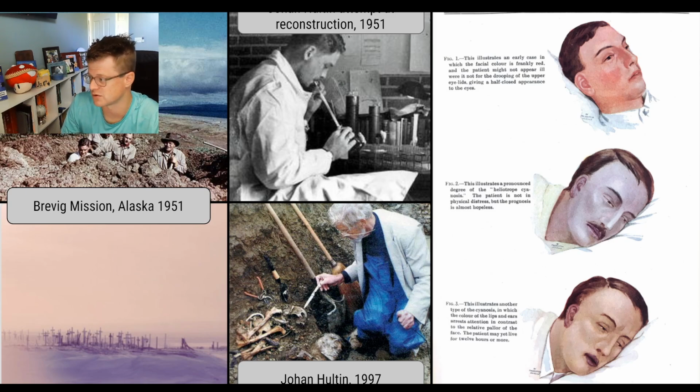And something that was really common is this middle picture right here, which is the person going through what's called heliotrope cyanosis. So that's basically their skin turning blue. And that's because of lack of oxygen that the person is getting in their lungs. So, yeah, as it says there, the prognosis is almost hopeless. Yeah, this person's not in good shape.